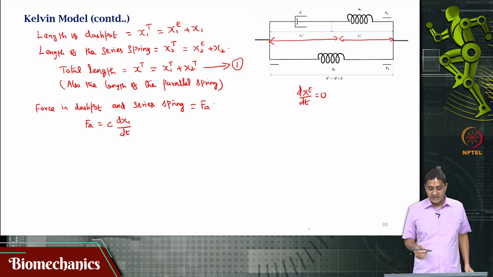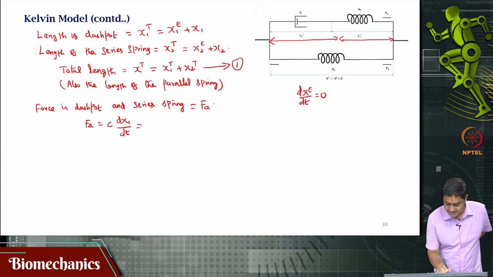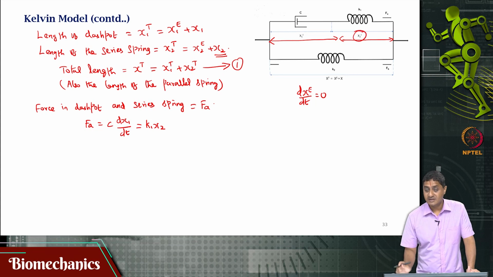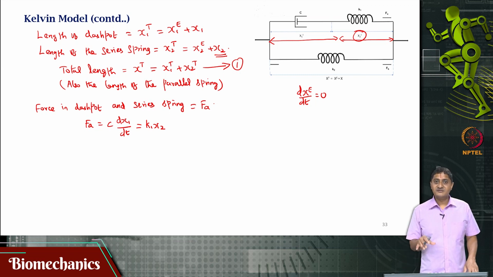So, essentially this is dx1(t) by dt, but that is essentially dx1 by dt. This is dx1 by dt, and that is also K1 x2. Remember, x2 is the deformation in the series spring, and its spring constant is K1. So, the force is K1 times x2. Please pause the video and check if you are understanding, or if what I am saying is clear. Check if this is correct.